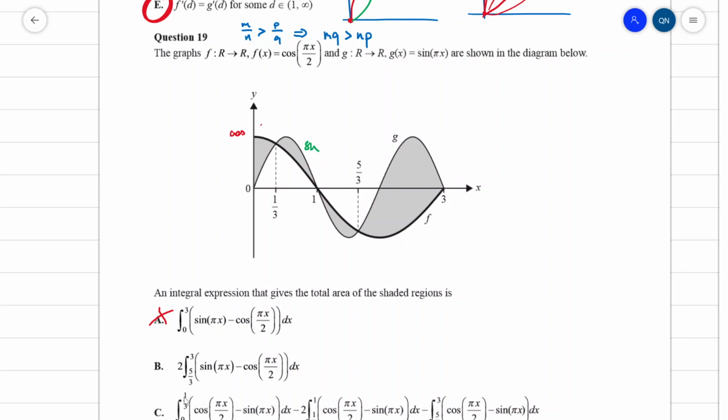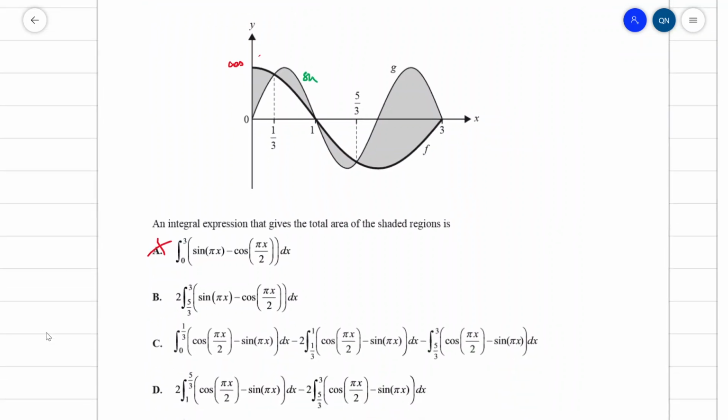So B is the integral from 5/3, which is here, up to 3, and then you're doubling that. You could probably check, but I doubt that's going to give you the same area. So let's take a look at C.